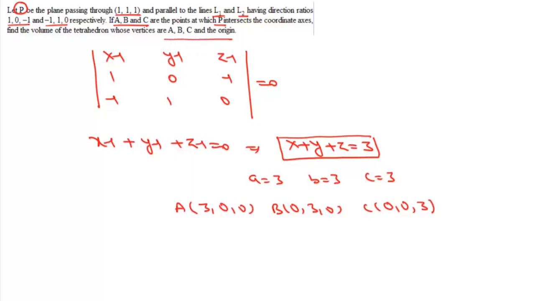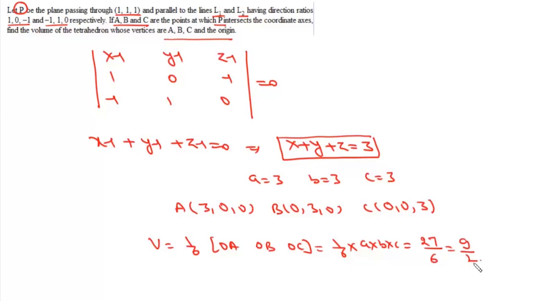Now we know that the volume of a tetrahedron is 1/6 times the box product of OA, OB and OC, and since all these three vectors are mutually perpendicular, it will be simply 1/6 times A into B into C. Now A, B, C are all 3, so it will be 27 divided by 6, which is 9/2. So the volume of this tetrahedron is 9/2 cubic units.